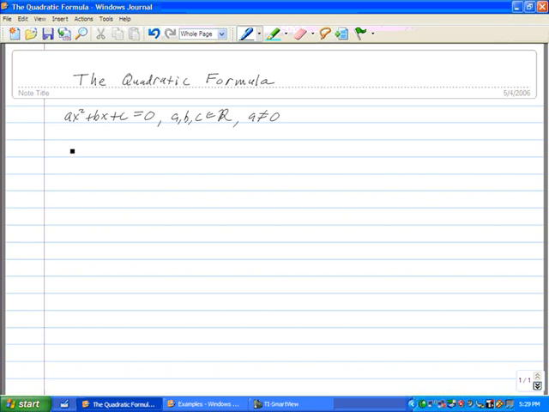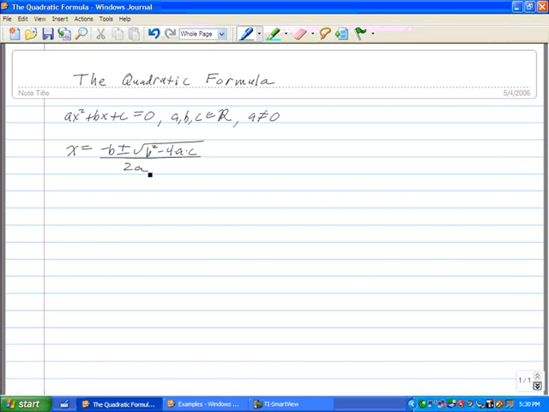That formula is x equal to opposite of b. And don't read this as negative b. If b is positive, sure, it'll show up negative down here. But if b starts out negative, this will make it positive. So read this as opposite of b plus and minus the square root of b squared minus 4 times a times c. And this is all over 2 times a. And this is your quadratic formula.